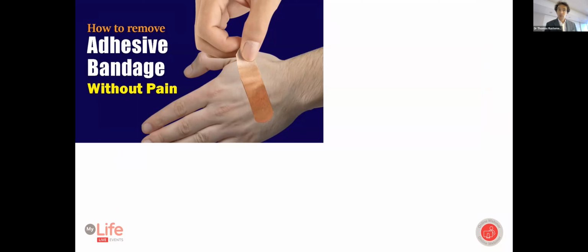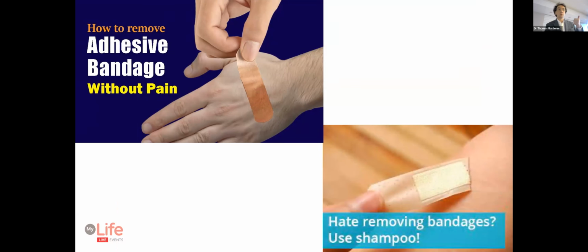There are suggestions to remove normal bandages without pain. One of them is to use shampoo underneath, simply to dissolve the adhesive material. Others recommend using alcoholic solutions or a hairdryer to warm it up. But it always depends on which adhesive material has been used. One is not the other.